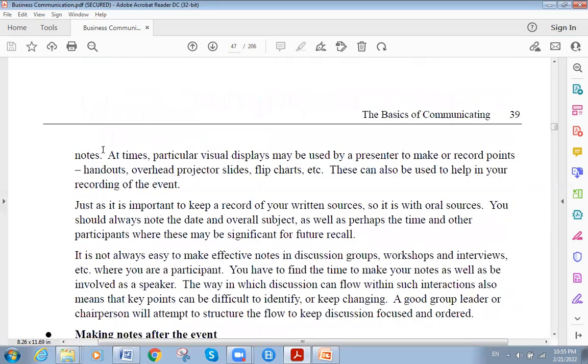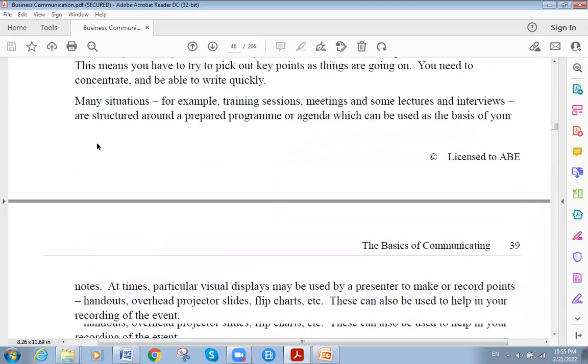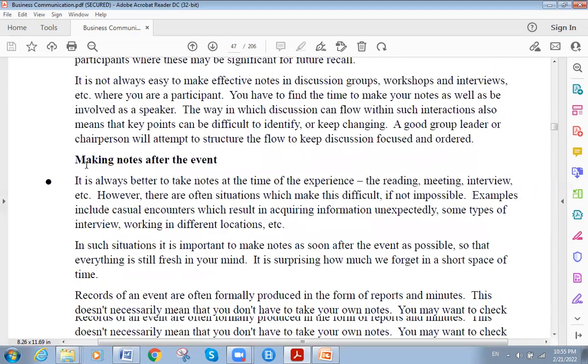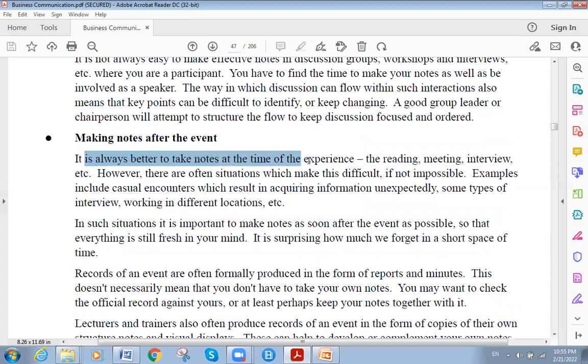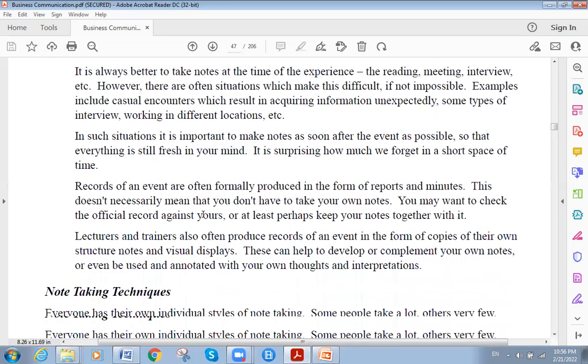And also there is making notes after an event. It's always better to take notes at the time of the experience. Don't wait till the event is done and then take notes, because you might forget some things. In such situations, it's important to make notes as soon after the event as possible. So if there is an event and you are not able to make notes, make them as soon as possible after the event is done. Okay.